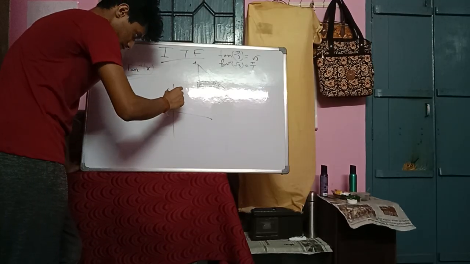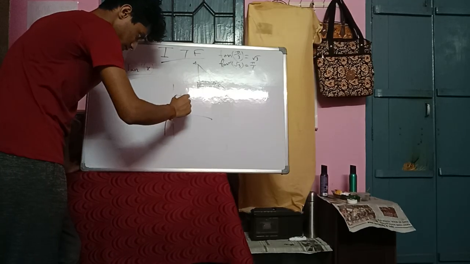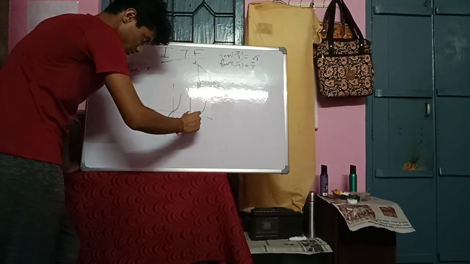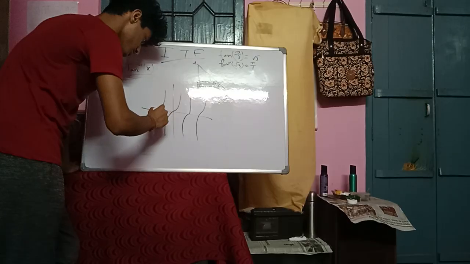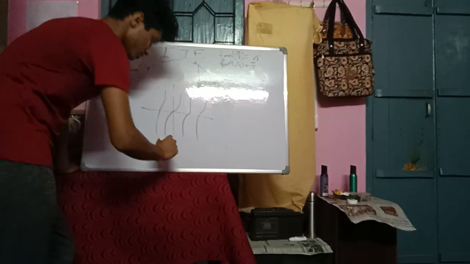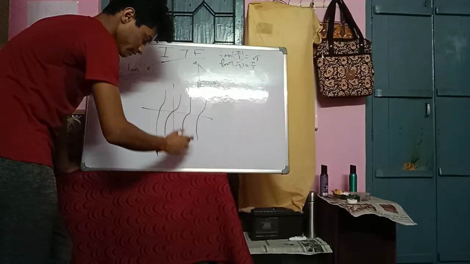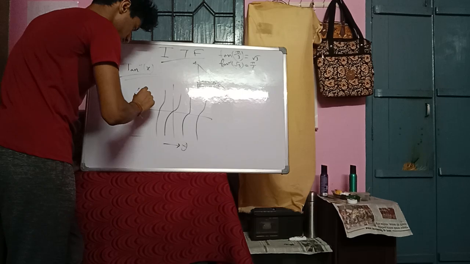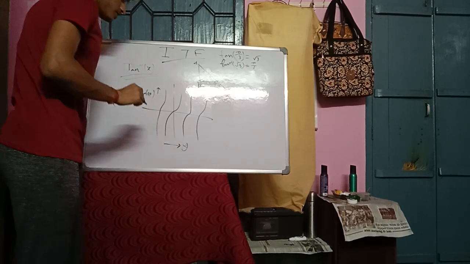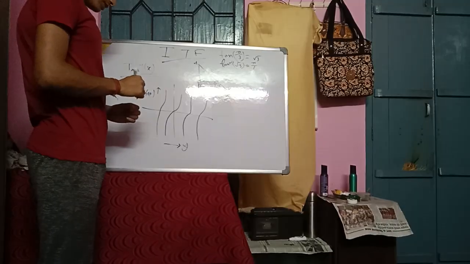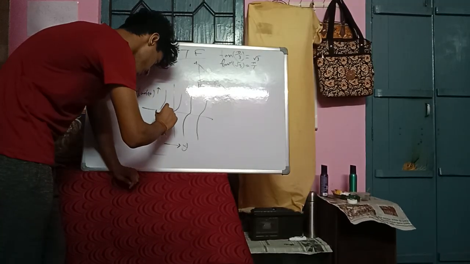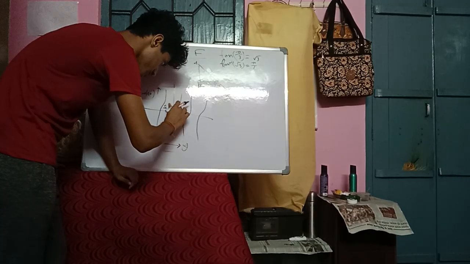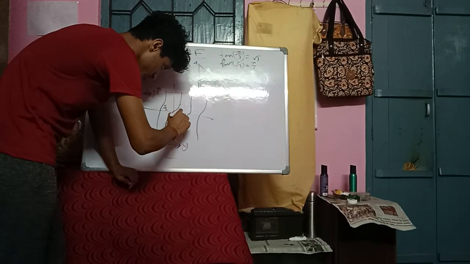The x-axis represents the value of theta, and the y-axis represents the value of tan theta. And this over here is minus pi over 2, and this value of x over here is pi over 2.